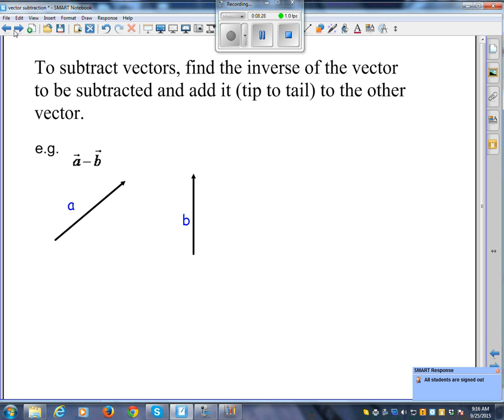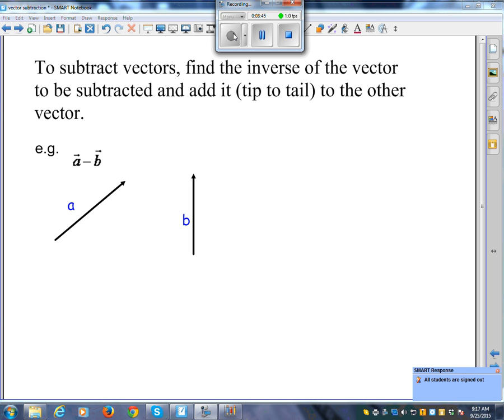I'll pause there for a second. To subtract vectors, find the inverse of the vector to be subtracted. So you have to identify which one is being subtracted, which one is going to be the negative. Flip it around, and then just do vector addition that we've done the last 2 or 3 days.